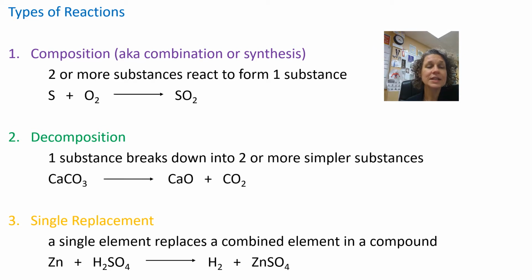Okay, then decomposition is just the opposite of that. You have one substance, a compound, that breaks down into two or more simpler substances. Again, it could break down into single elements, or it can break down into smaller compounds. But in this one, you have calcium carbonate, and it's going to break down into calcium oxide and carbon dioxide. And so you have just the reverse of the composition, of course.